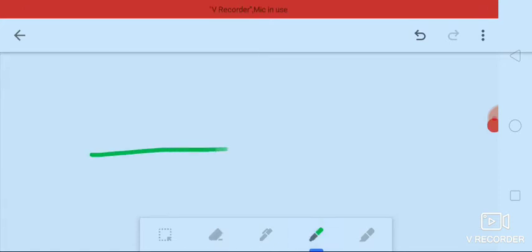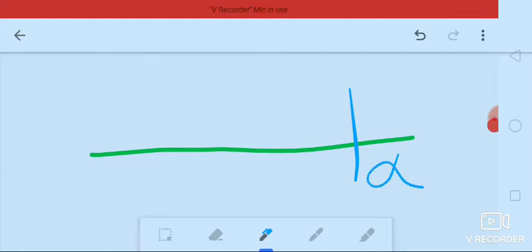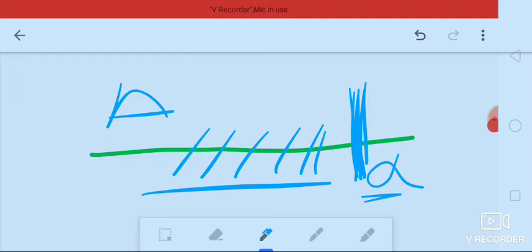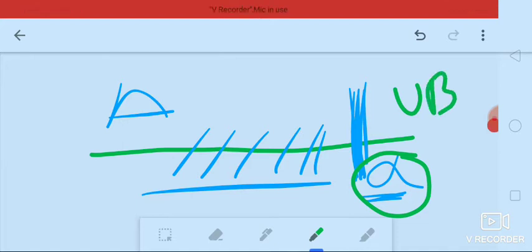Graphically, I'm taking one horizontal line, so this is alpha. The elements of A are on the left side of alpha. Every element of A does not cross this vertical line, then we say that alpha is an upper bound of A. Here UB means upper bound.